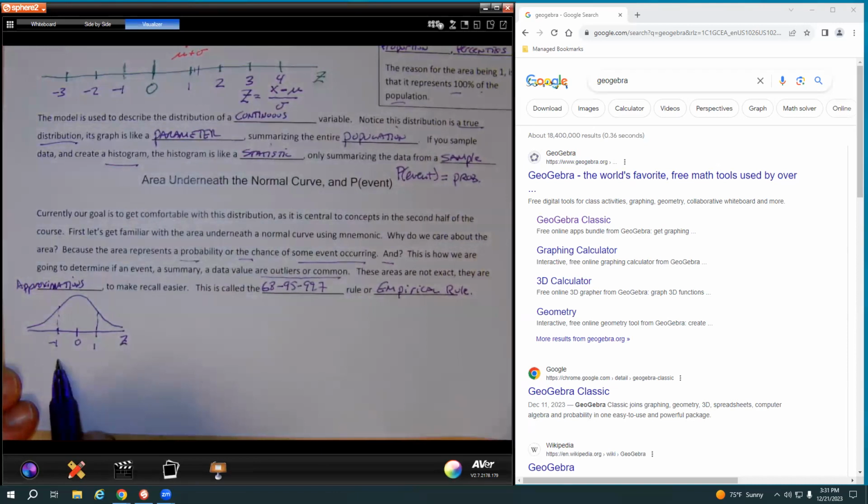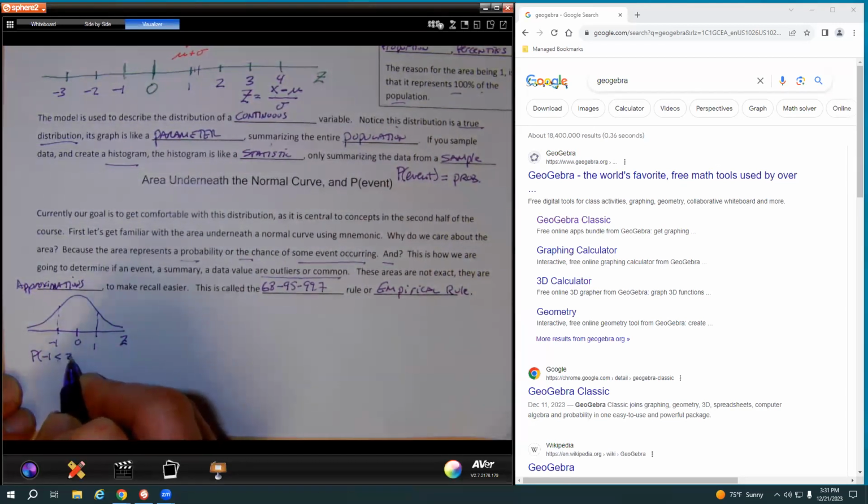So right now, what we're after is, what is the area? How often will you get a data value that is between -1 and 1 standard deviations? And again, the way we're going to represent this is the following. Notice my z-score is my measurement at the moment. And what's the chance that it's between -1 and 1?